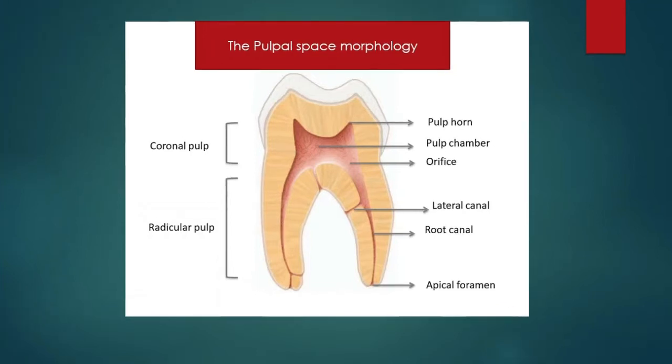Now, the radicular pulp usually starts at the point below the orifice of the coronal pulp and ends at the apical foramen. The space in between these two points is referred to as the root canal, which can be accompanied by many lateral canals.